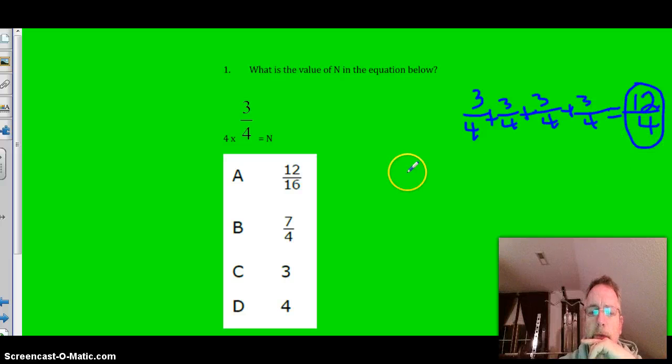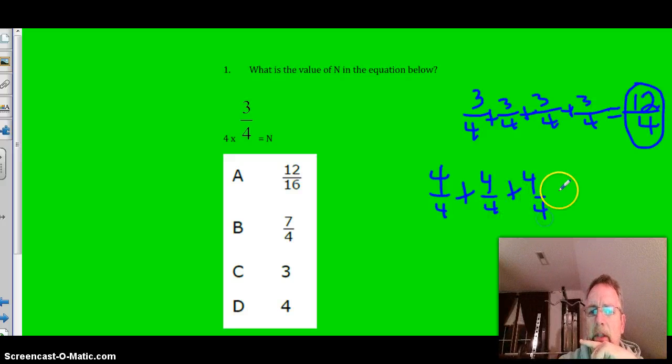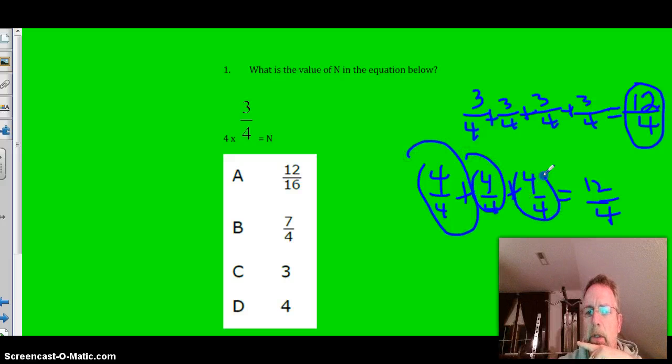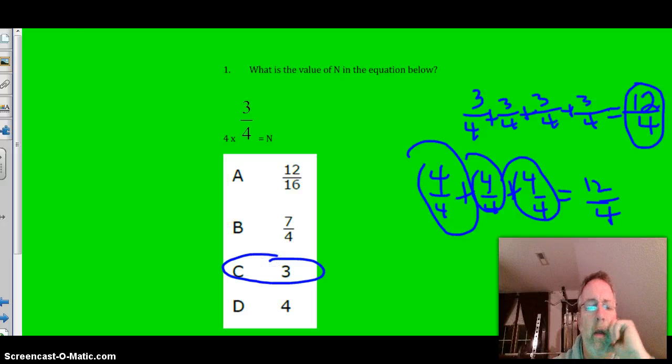And I know if 4/4 makes 1 whole, then I can get 3 groups, 4/4 plus 4/4 plus 4/4. Okay, that does equal 12/4. So therefore, 1 whole, 2 wholes, 3 wholes. So 3 wholes would be my amount for 4 times 3/4.